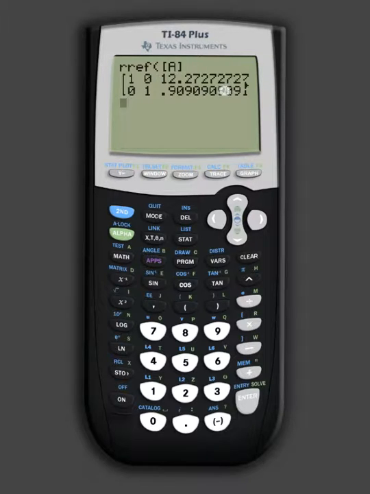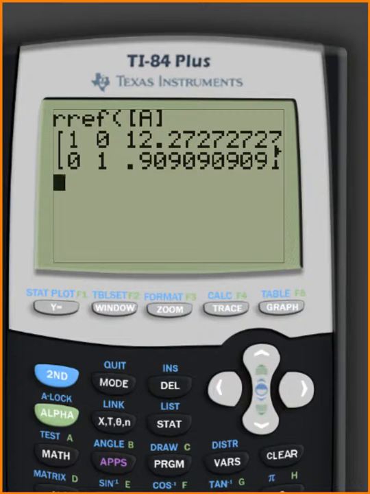Do these numbers look familiar to you? You see that? 12.27272727. Wait, that was the number that we saw before, right? And 0.90909090. Remember that? That's the number that we had for y. Well, the way that we entered it, remember what was on the first column when we entered the coefficients? Were the coefficients on the first column for x or for y? Same thing on the second column. If you recall, the first column was for x, second column was for y.